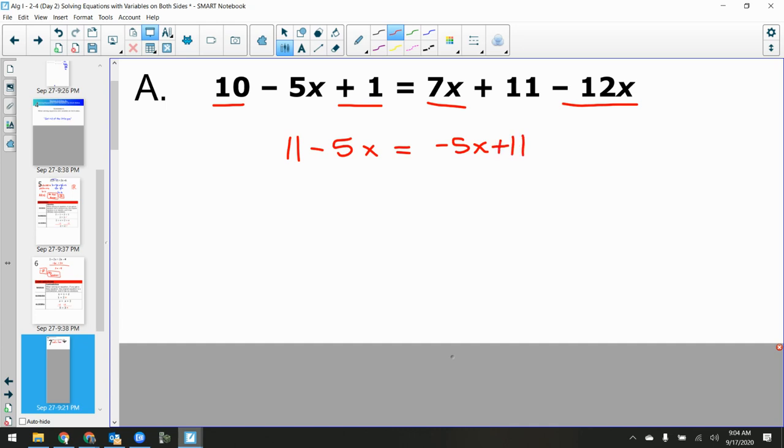Now we move the variable, but look, oh, they're the same. Once they're the same, alarm bells should be going off. Something weird is going to happen. Okay. What is this? What's my solution here? All real numbers. All real numbers.